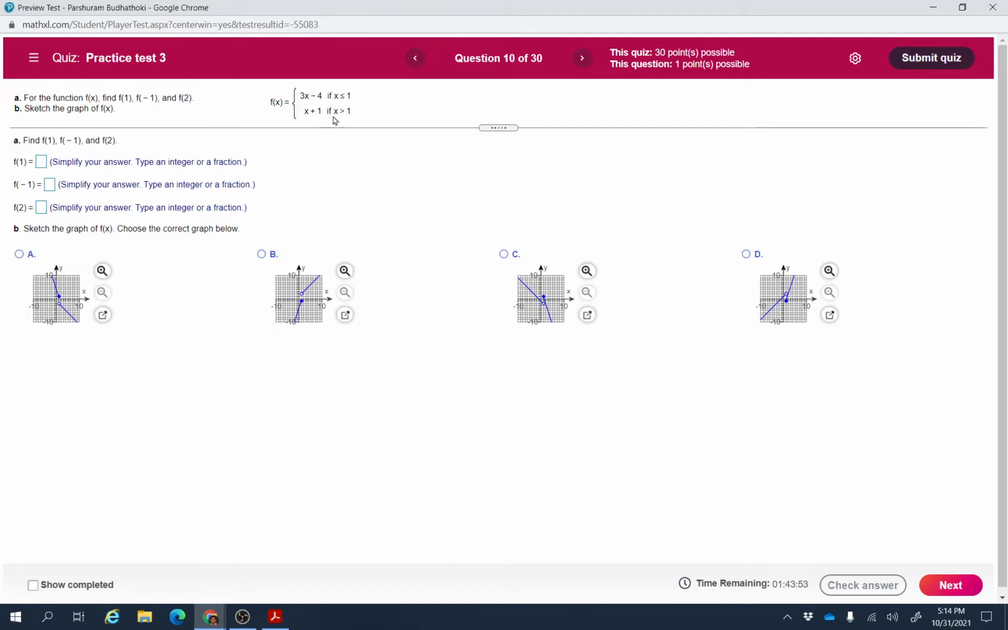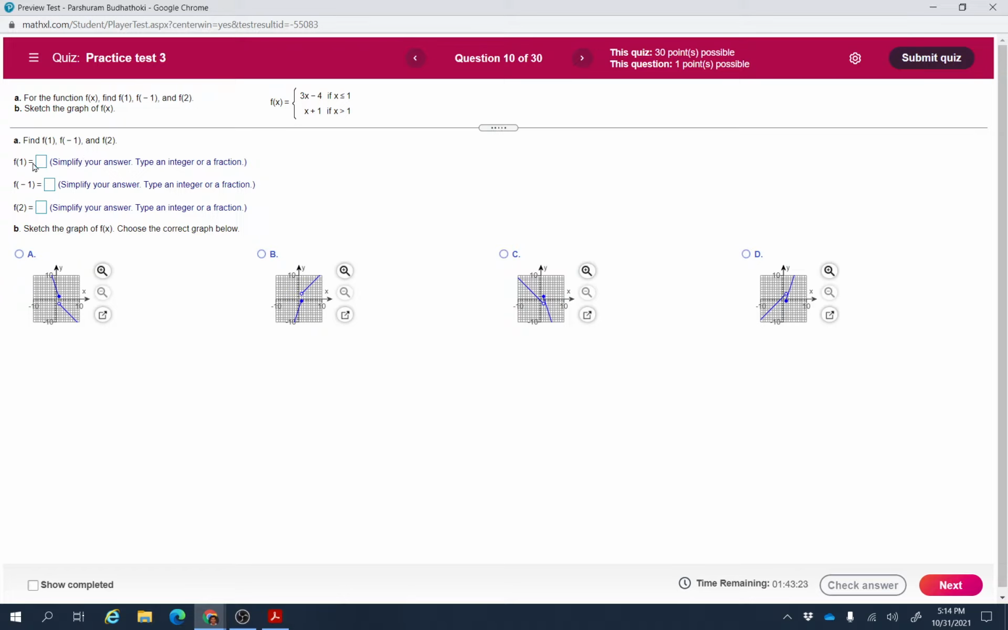Let's go to the next problem. This is also a piecewise function, depending on the value of the function. Here we're going to find the value of the function at different points. So for example, what happens to this function when x is 1? x is 1 means we're going to choose the first part, because there is an equality sign here. For anything less than or equal to 1, this is the first part of the function we're going to use. For anything greater than 1, we're going to use the second part.